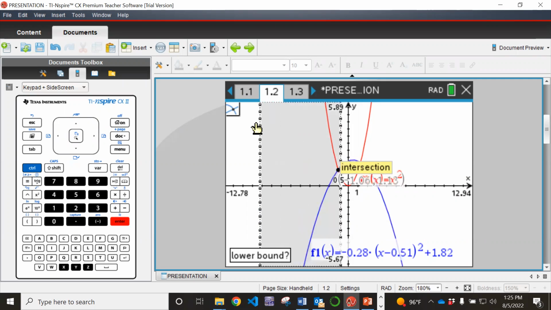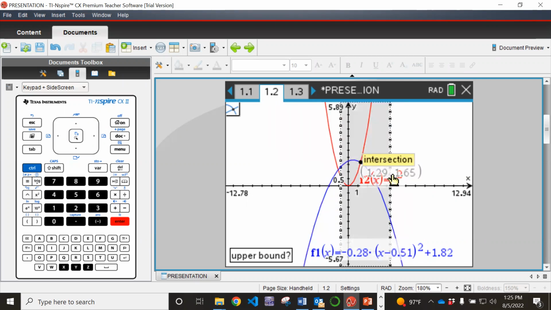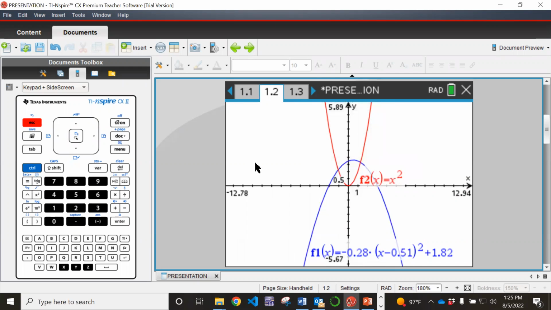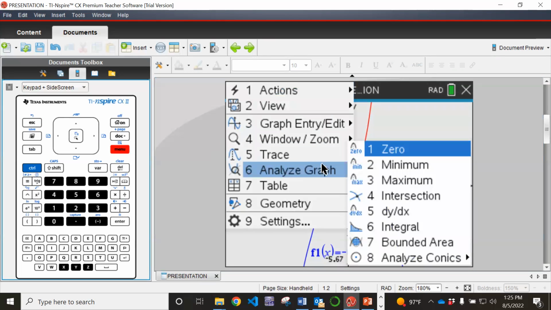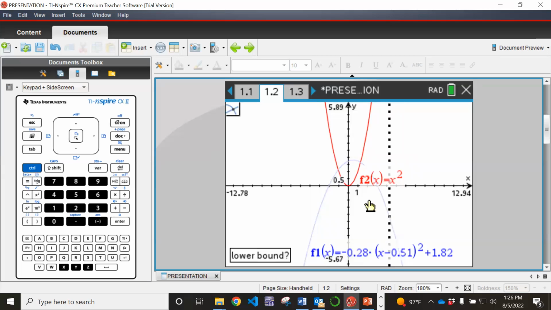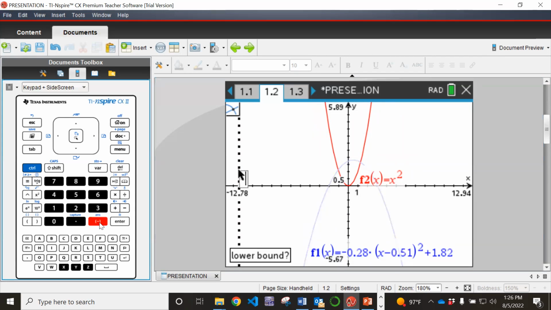And then, oh, that did not work quite like I thought it would. Let me escape back out of that. We'll try that again. I'll hit menu, analyze graph. We'll do intersection. I'll have the lower bound be negative, we'll just do -1, and hit enter. And I guess that's farther left than I thought it was.